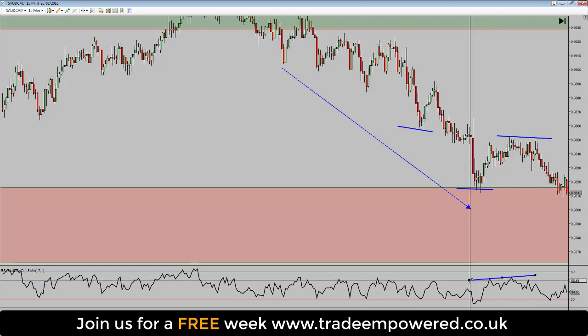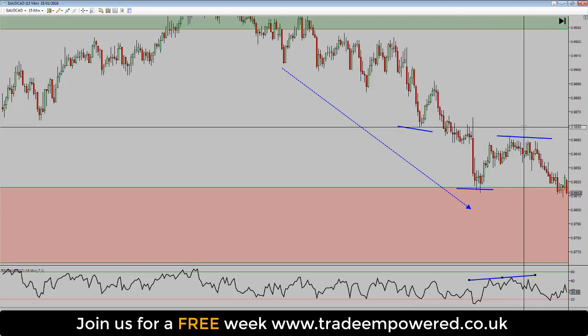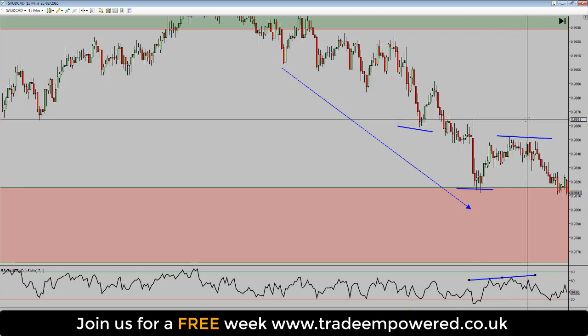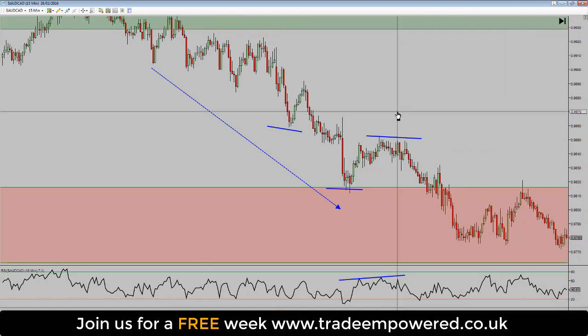Okay, there's some divergence on this. We've got a lower high, we've got a higher high on the RSI, which indicates a hidden bearish divergence. And then what you see is a trend continuation to the downside.